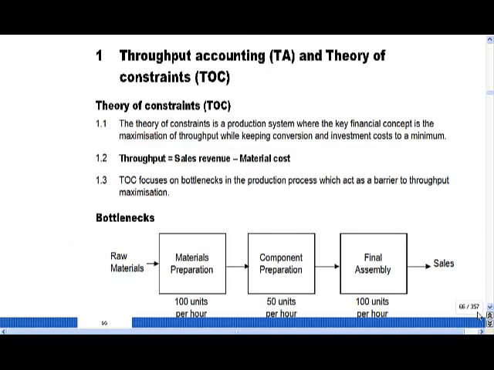So throughput accounting and theory of constraints then, basically what we want to do here is turn our materials into sales as quickly as possible, and that way we can maximise our throughput, maximise our cash generated from sales. Now what the theory of constraints does is therefore focus on any bottlenecks in the production process, because we want to get rid of those as they prevent this throughput idea.